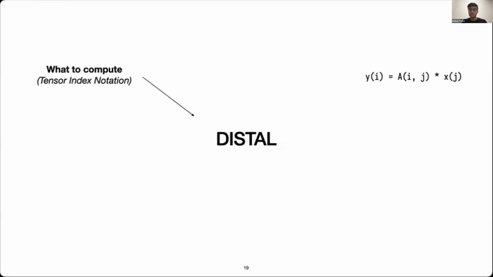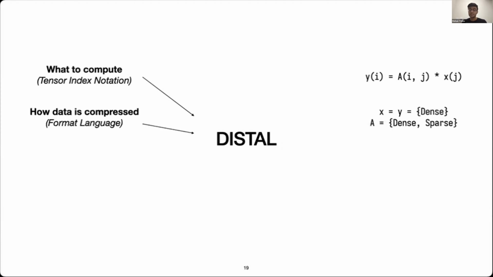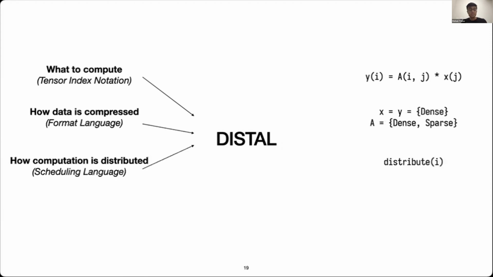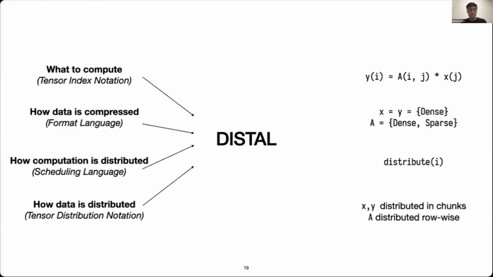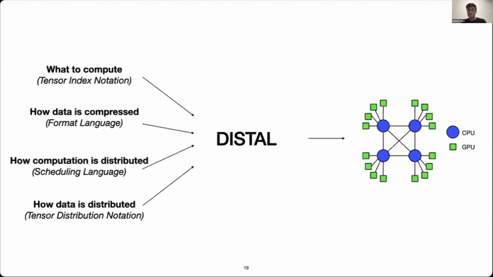At a very high level, Distal allows you to specify what you want to compute in some Einstein summation-like notation. It lets you specify how the data is compressed. The particular notation doesn't matter here, but for this matrix vector multiply, you may specify that the input vectors x and y are dense, while A is a CSR. You can also specify what algorithm you want to use to distribute it across the machine. For example, this particular snippet uses a row-wise distribution of the multiplication. And you can also specify to Distal how your data is distributed across the machine. Putting all these together, Distal outputs code that runs efficiently on a supercomputer.